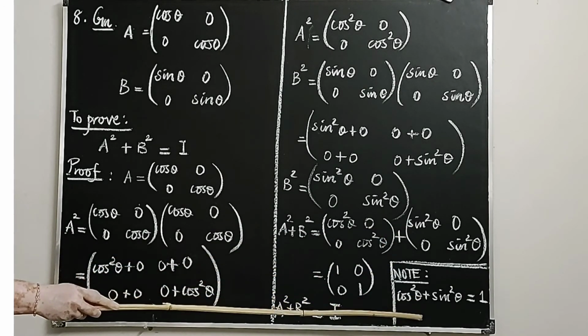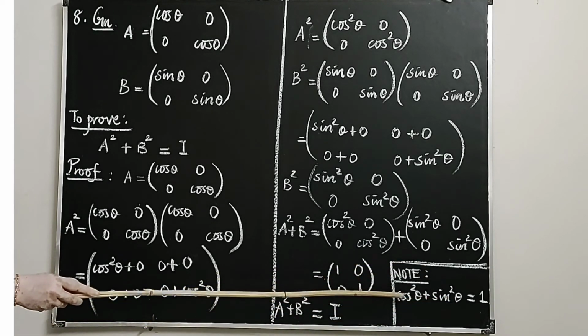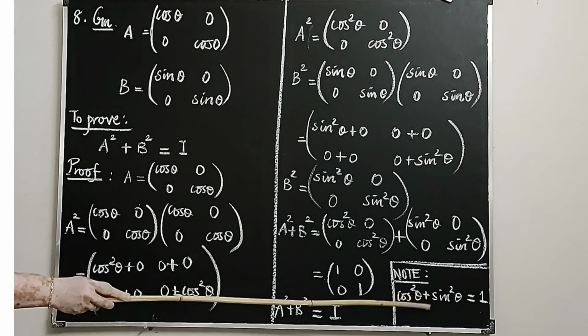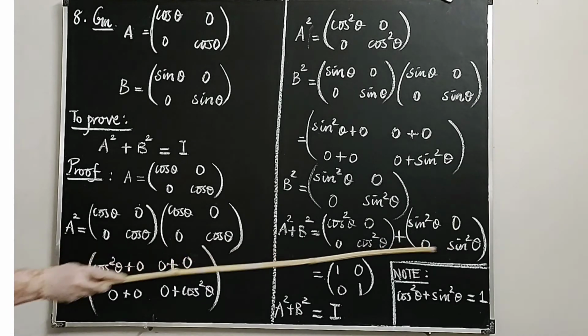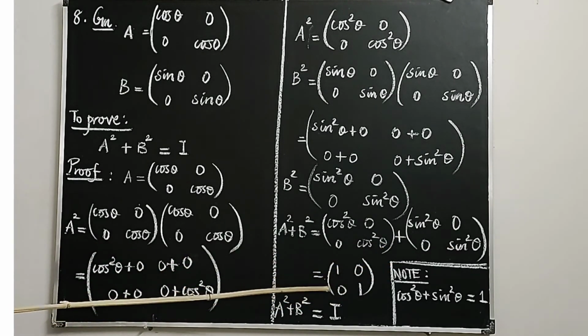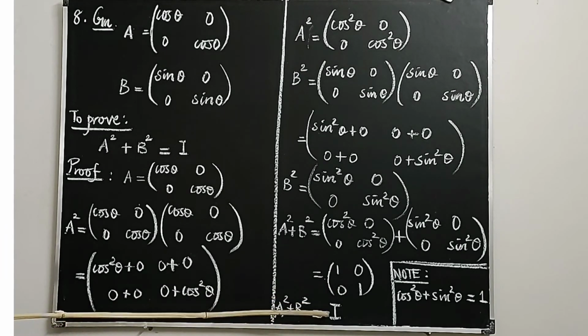This is the identity you are going to learn in the chapter trigonometry. But now you just note it down. Cos square theta plus sin square theta is equal to 1. Therefore, 1 here. 0 plus 0 is 0. Here also 0 plus 0 is 0. Here again cos square theta plus sin square theta is equal to 1. This is a square matrix. In the leading diagonal it has 1. Therefore, this is equal to I, the unit matrix. So A square plus B square is equal to I. That is what we have proved from the given information.